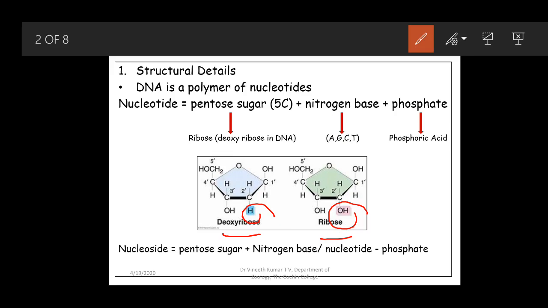Coming to another terminology, which is nucleoside. A nucleoside is nothing but the pentose sugar, which is deoxyribose or ribose, plus the nitrogen base; any of the nitrogen bases together with the sugar is called a nucleoside. Or you can represent it in another manner: a nucleotide minus phosphate can also be termed a nucleoside.